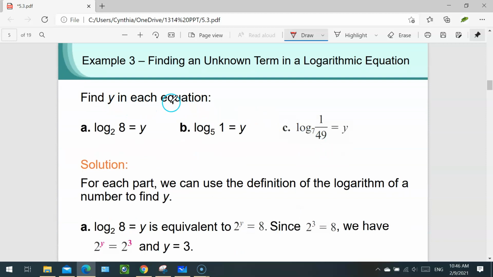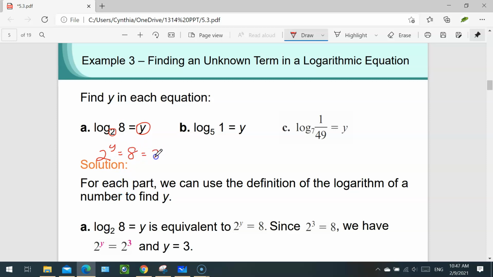Find the y in each equation. So this is a logarithm form, and we need to find the y. The way we find the y is to rewrite the logarithm form back to the exponential form. So we do the practice here. The base number is 2, and y is the power, right? So you have 2 to the power y is equal to the result a.